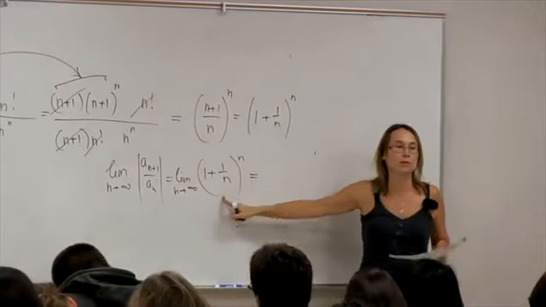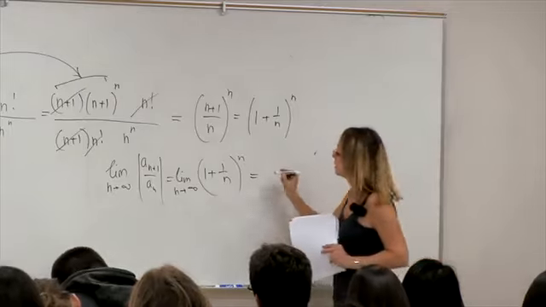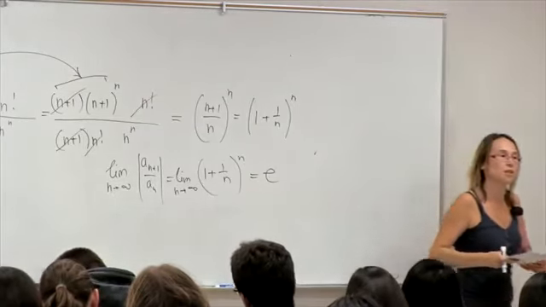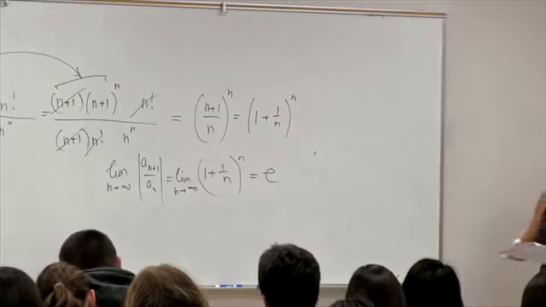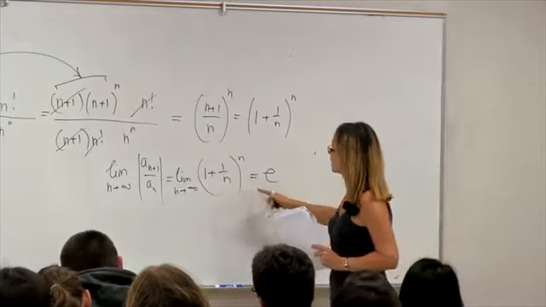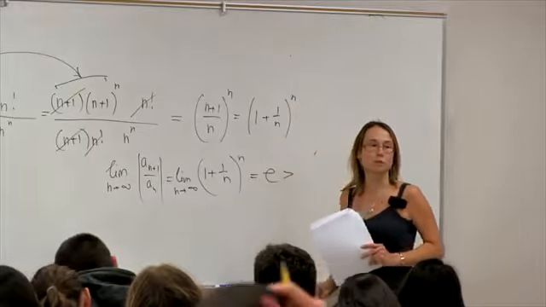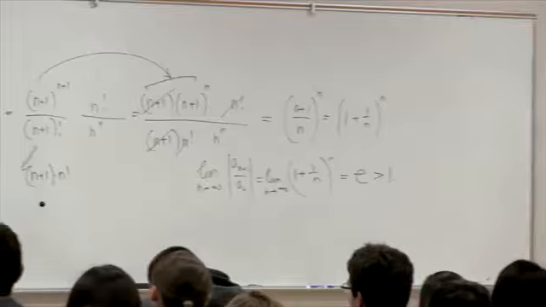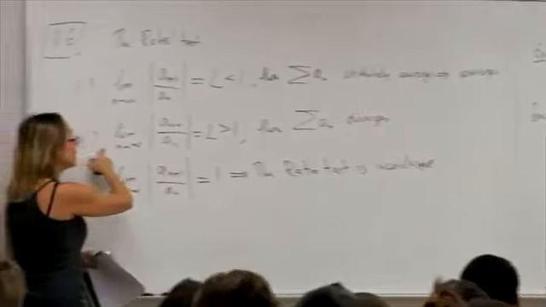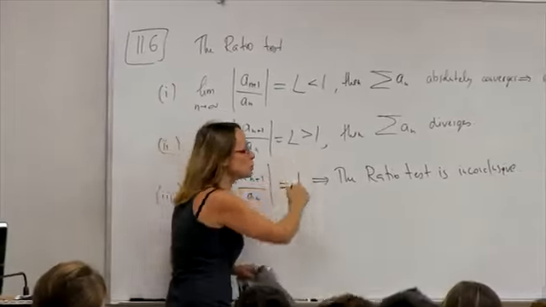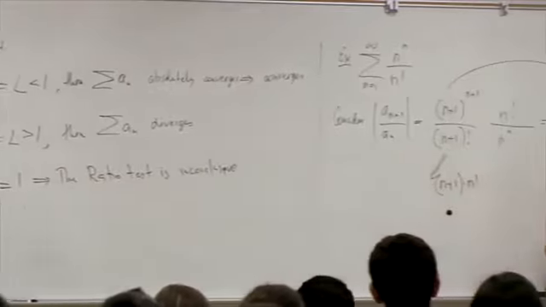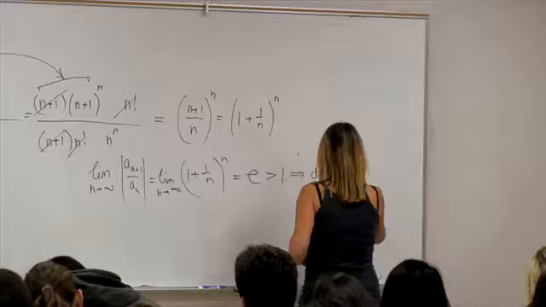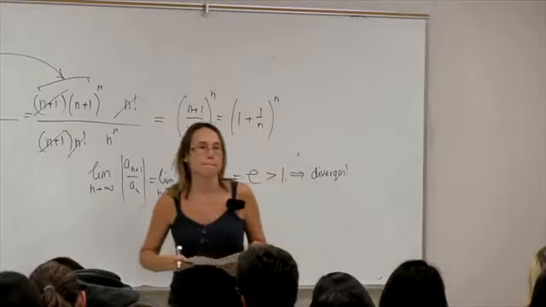Does anybody know what this is equal to? E, right? This is the famous number e. And in some courses, this is the definition of e. In some, it's a consequence. But this is a number that is between 3 and 4. So it's greater than 1. So you can see here, this is the case when the test works and it has a conclusive result. The sequence diverges. Okay, questions?